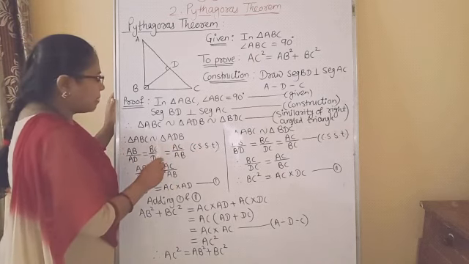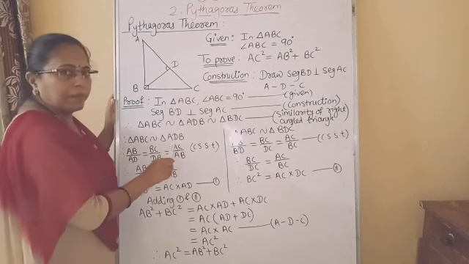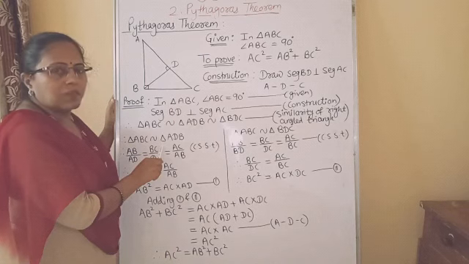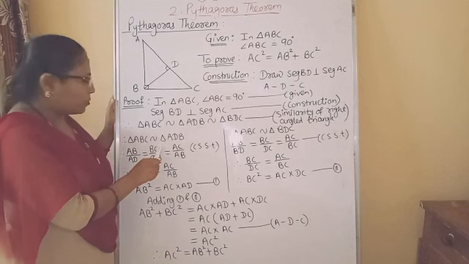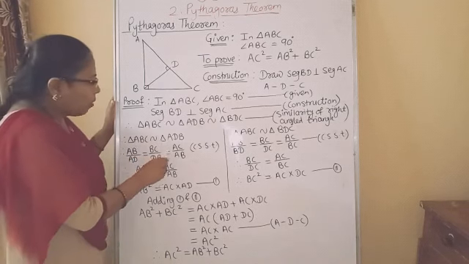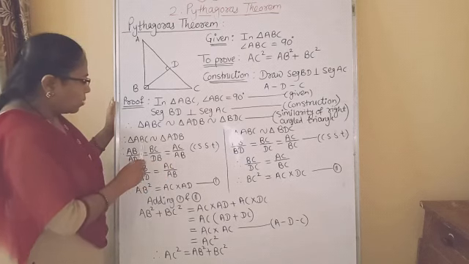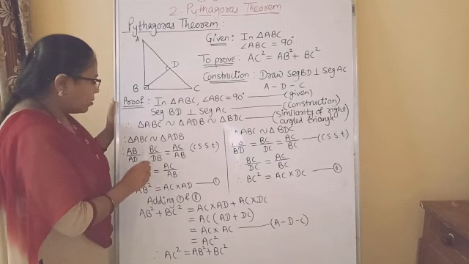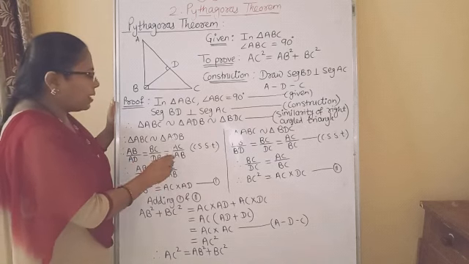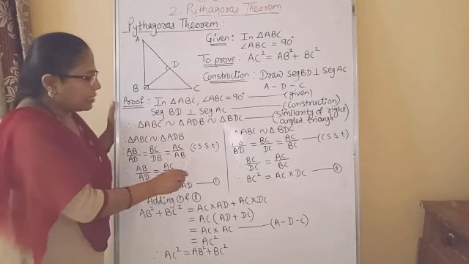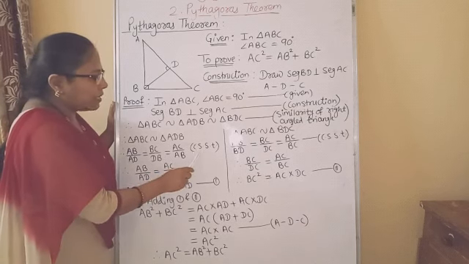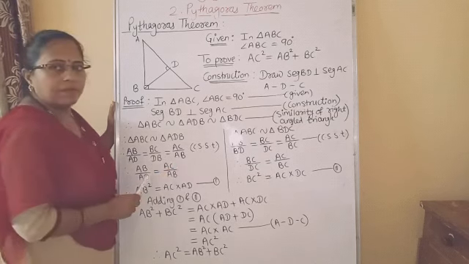Triangle ABC similar to triangle ADB. As these two triangles are similar, their corresponding sides are in proportion. AB upon AD equal to BC upon DB equal to AC upon AB. And the reason is CSST, means corresponding sides of similar triangle.